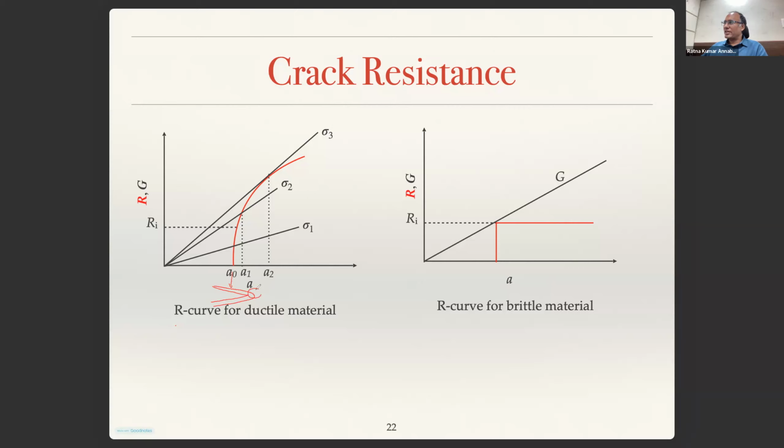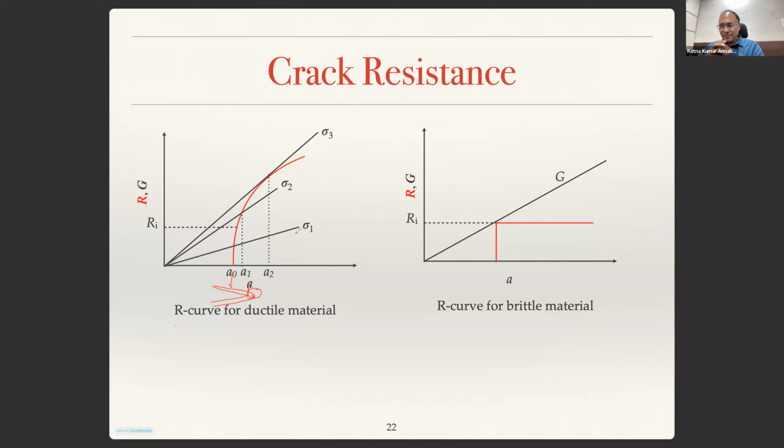The moment it becomes a blunt crack, the resistance to fracture will reduce because the radius is increasing, right? So the local stress state ahead of the crack tip is not going to be as high as it would have been when it is a sharp crack. As a result, because the crack is becoming blunt, for the same load the local state of stress is going to be reduced, and hence the material will not fail at the same load. That is what we see as an increase in the resistance. And that is why, with increase in crack length, the crack resistance increases.